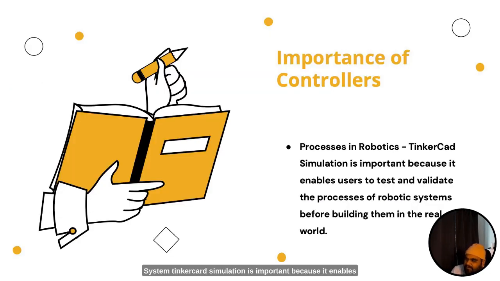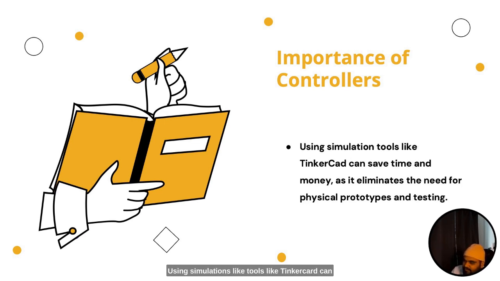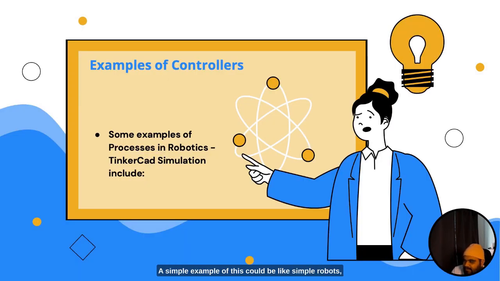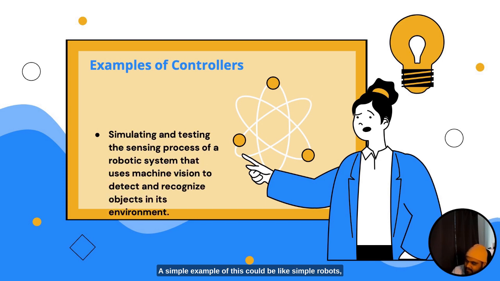Persistent Tinkercad simulation is important because it enables users to test and validate the process of a robotic system before building the real world. Using simulation tools like Tinkercad can save time and money and eliminate the need for physical prototypes and testing. A simple example of this could be simple robots.